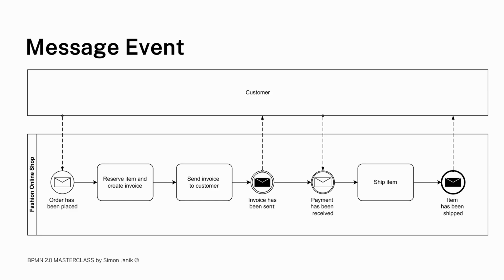So to summarize, we start with a message from the customer, send a message back, the invoice, wait for the response, the payment, and at the end, we're sending one last message, the shipping confirmation. So, this simple example shows clearly how all 4 message event types can be used to model communication between a process and an external participant.